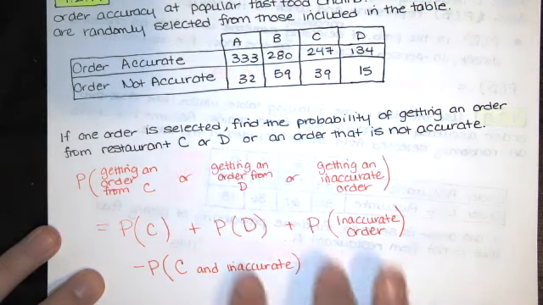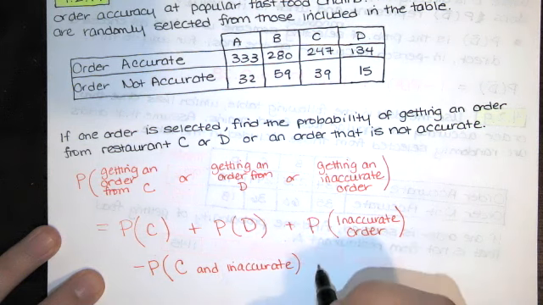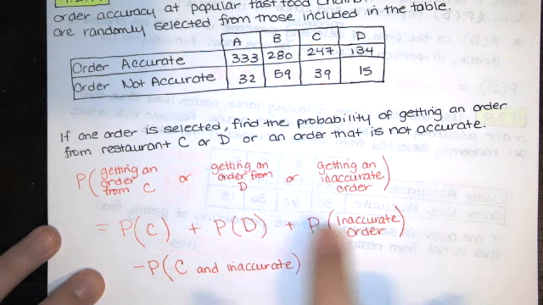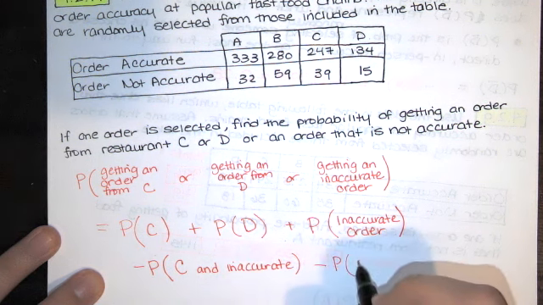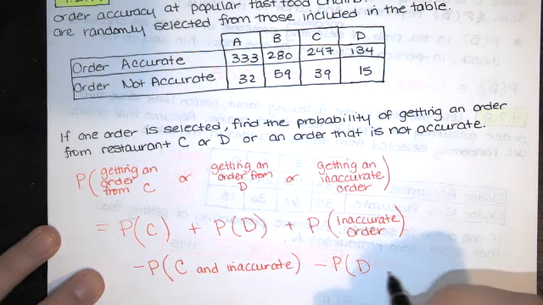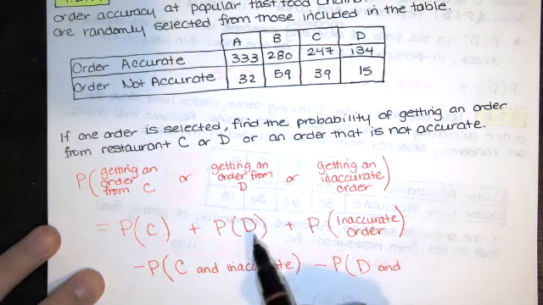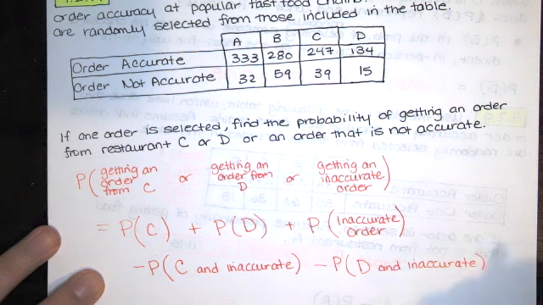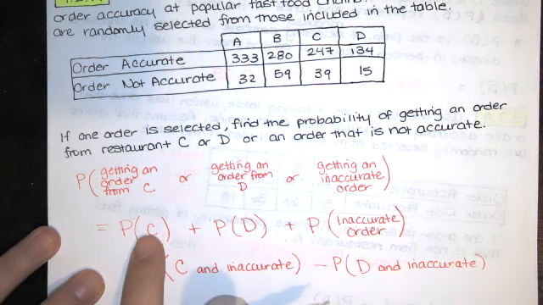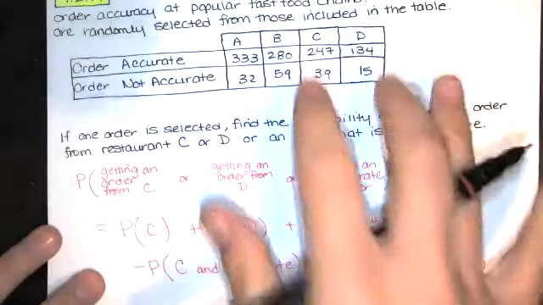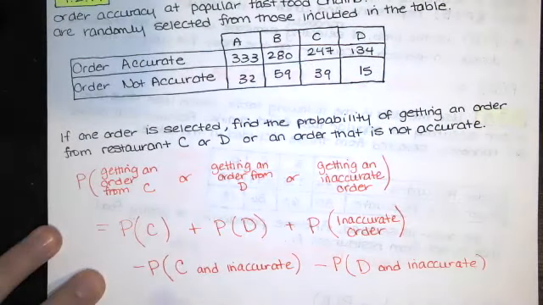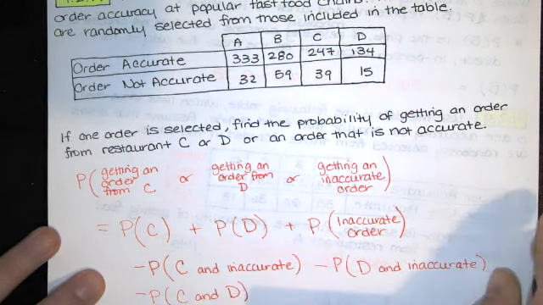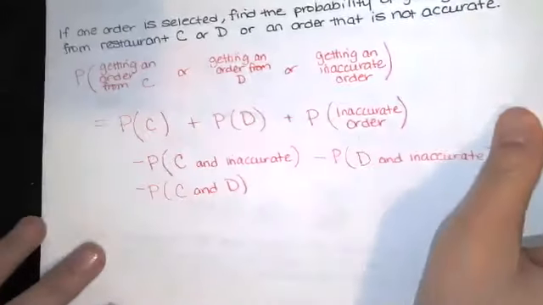And the same thing could happen with an order from restaurant D. We could accidentally count orders that come from restaurant D that happen to be inaccurate twice. So we want to subtract the probability of choosing an order from restaurant D that happens to be inaccurate because we've already counted them twice here. Now we should also subtract the probability of getting an order that comes from restaurants C and D, but we're never going to have an order that comes from both restaurants at the same time. So that last probability is 0. That's just the addition rule.